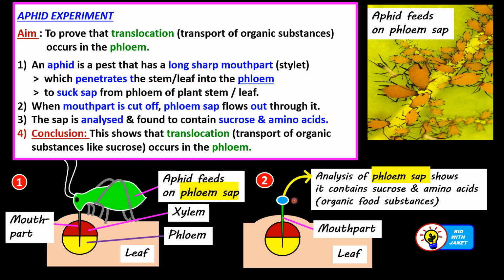That means this proves that the phloem tissue here contains sucrose and amino acids. And this shows that translocation, or transport, of organic food substances occurs in the phloem. All right, so this is the aphid experiment.